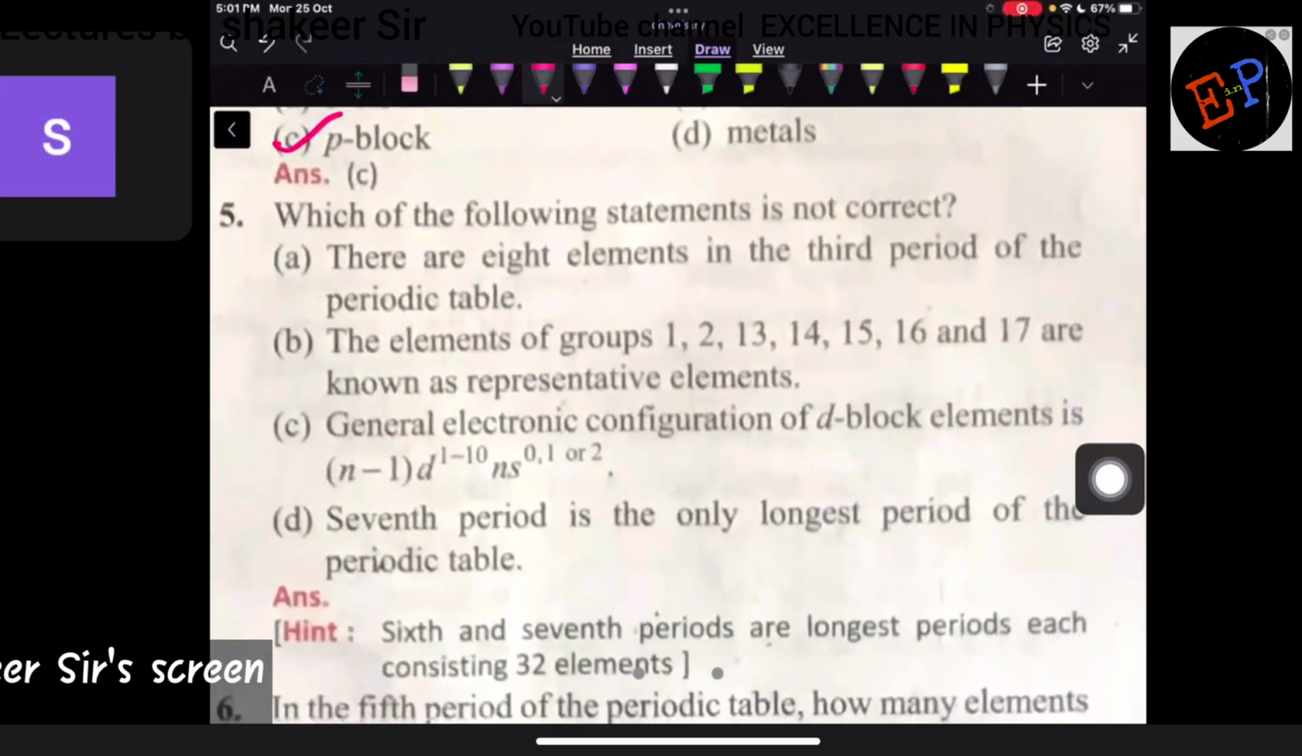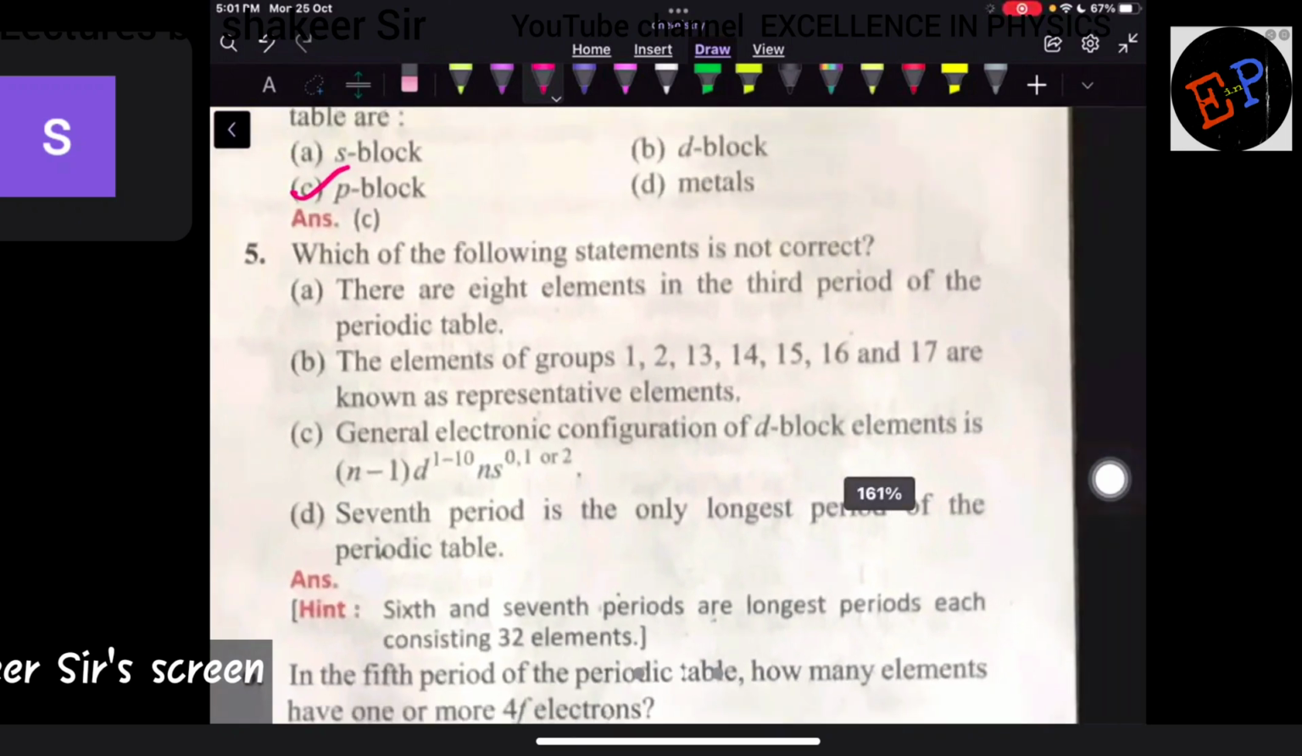Which of the following statements is not correct? Okay. So there are 8 elements in the third period of the periodic table. Correct only, because we have studied about magic numbers. So what are the magic numbers?